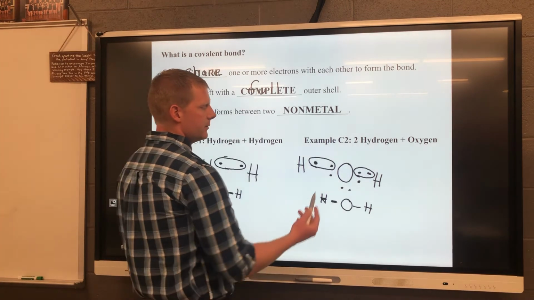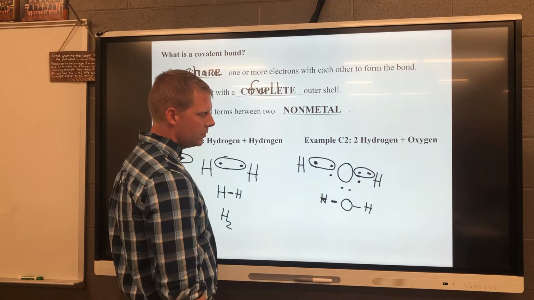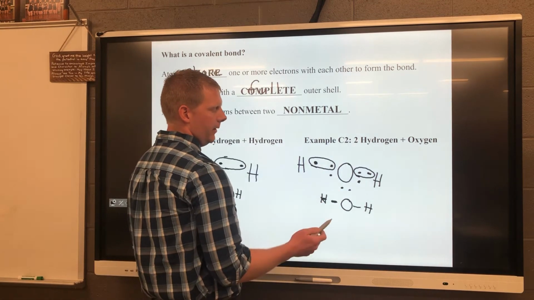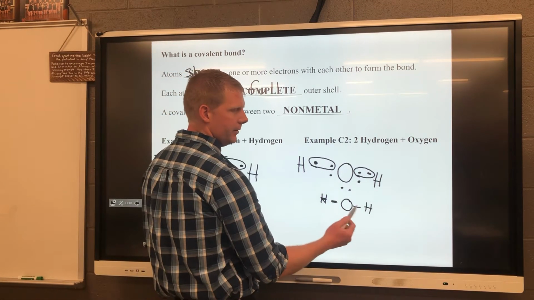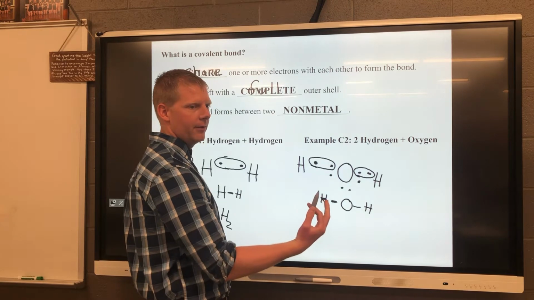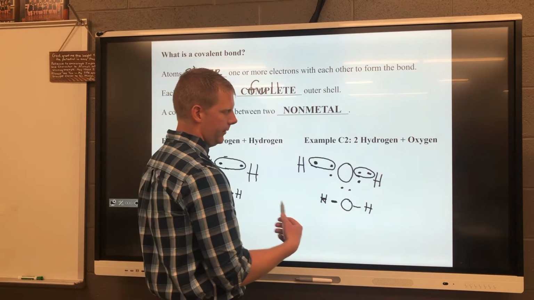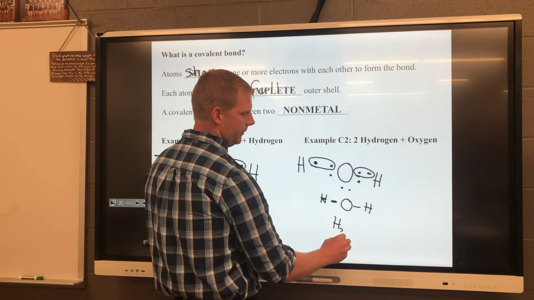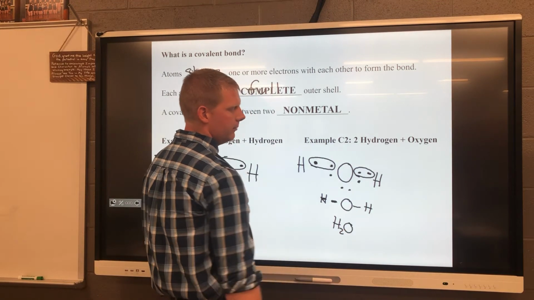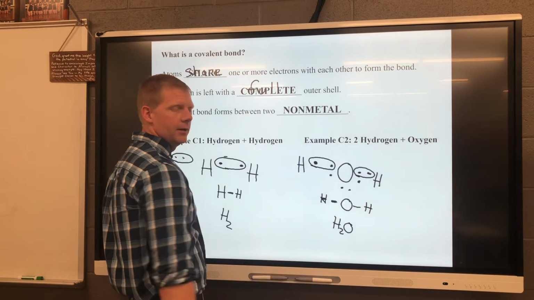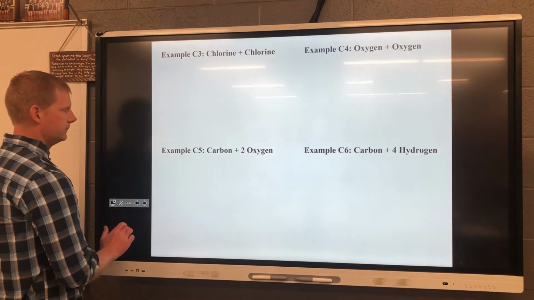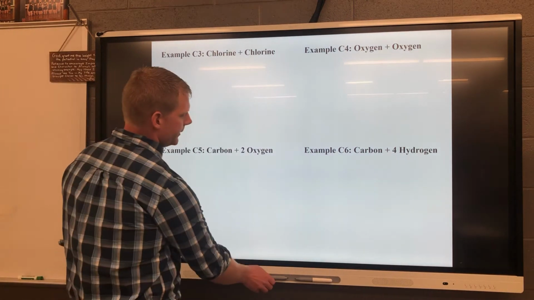All right, so our formula, we have 2 nonmetals, so we tend to write the one farthest to the left first. So in this case, hydrogen is farther to the left on the periodic table, so we're going to write H2O, which is good old-fashioned water. All right, we'll try a couple other ones.